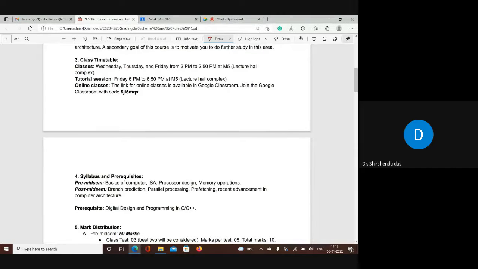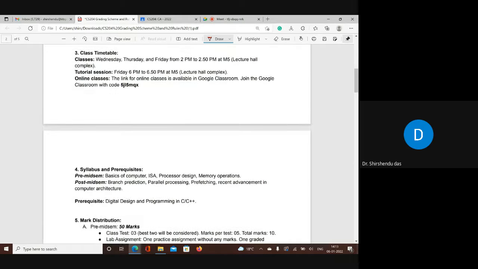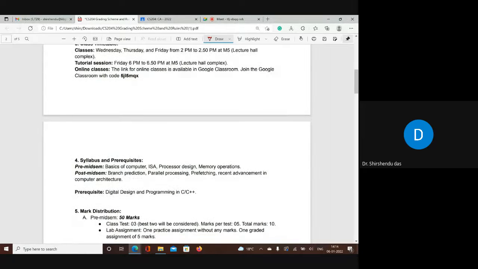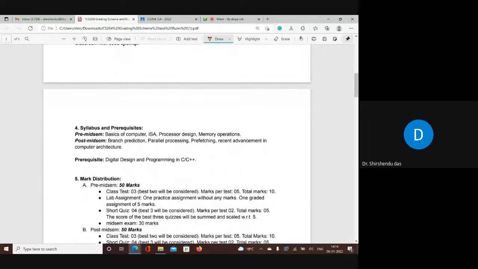But as you know, from the recent guideline of IIT Ropar, there will be online classes initially, till 27 January. So till 27 January, the classes will be online. I hope you already know the meeting link, and you also have to join the Google Classroom. The code is here, and I think you all already joined this Google Classroom. So this point is not very important.